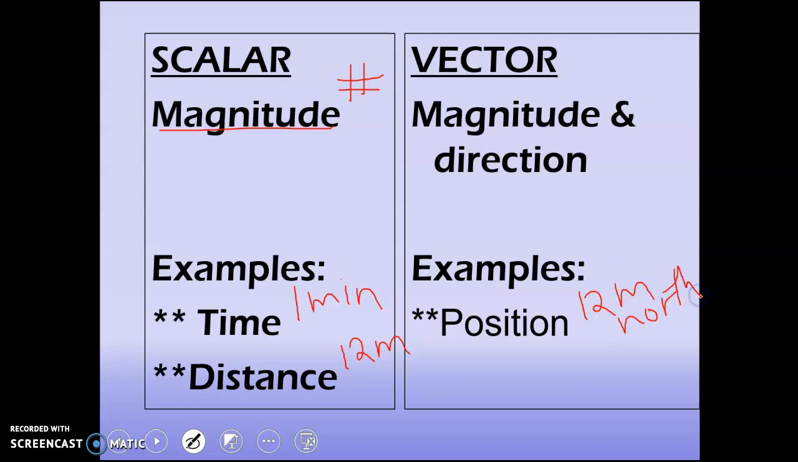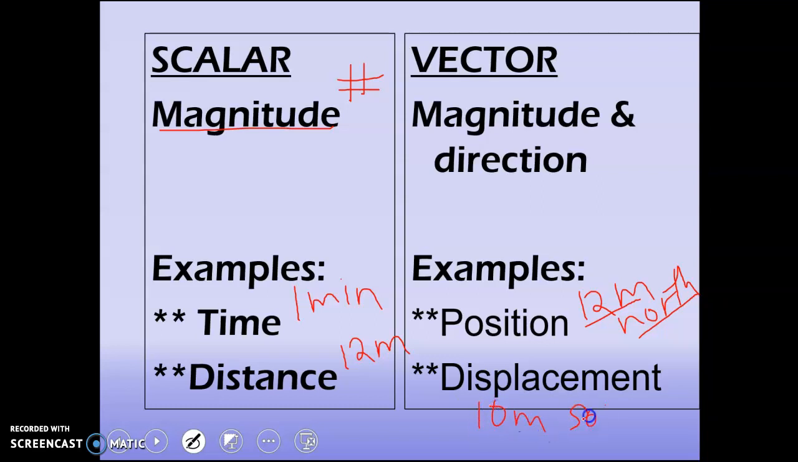That would be your position relative to an origin or some other icon. That has both magnitude and direction. Magnitude meaning the 12 meters and direction north. It could also be represented by displacement. So displacement is a vector because displacement tells you how far you have gone from the origin. So you could also be 10 meters south from the origin. That could be your displacement.